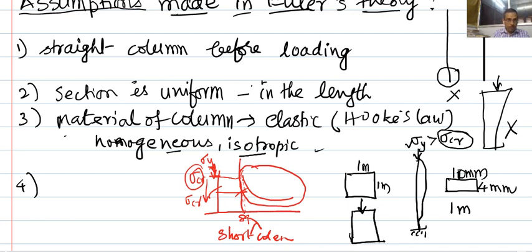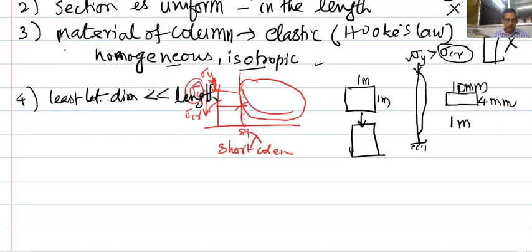So, I will write here, this is for the column where the length of the column is more than the lateral dimension. Let us say the least lateral dimension is much smaller, much smaller, not equal to, much smaller than the length of the column. Okay, very important. Each of the assumptions is very important, maybe from the GATE point of view, you have to remember this.